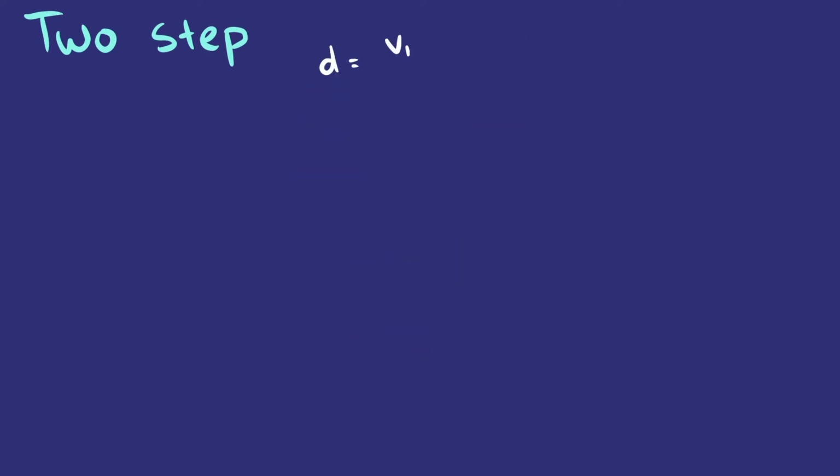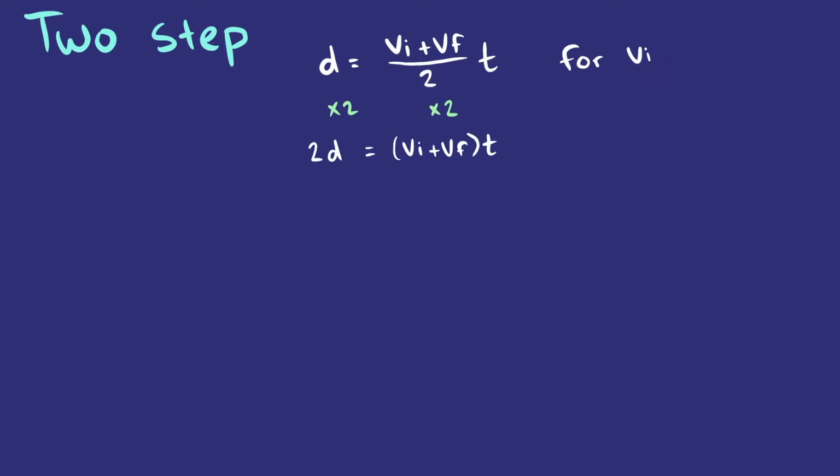Next up, d equals vi plus vf divided by 2 times t for vi. So let's first multiply our 2. That leaves us with 2d equals vi plus vf multiplied by t. And so it's worth pointing out that this equation can look a bit confusing if you're not used to how fractions are used in algebra.